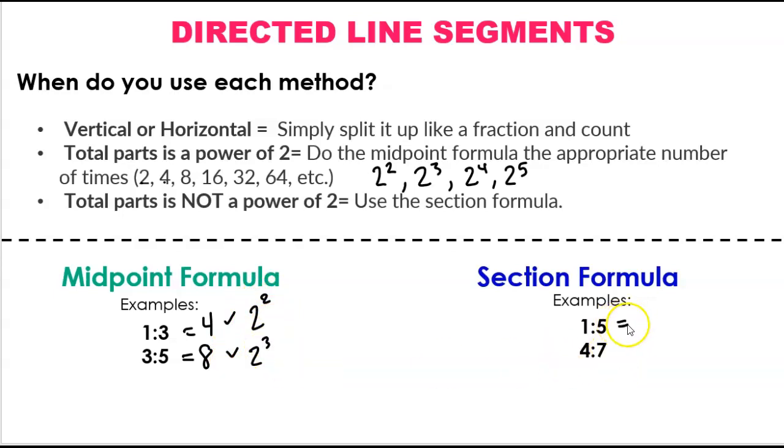The section formula, this is 1 plus 5 is 6. 6 is not a power of 2. Yes, 6 is even and it can be divided by 2, but it's not a power of 2, okay? 4 to 7, that has 11 total parts, and that is not a power of 2, okay? So notice the ones that are a power of 2, we would use the midpoint formula. When they're not a power of 2, we're going to use the section formula. Now, don't worry. I know you don't know the section formula. We're going to talk about it, okay? But our first step when we're doing these problems is to figure out, are the total parts a power of 2?